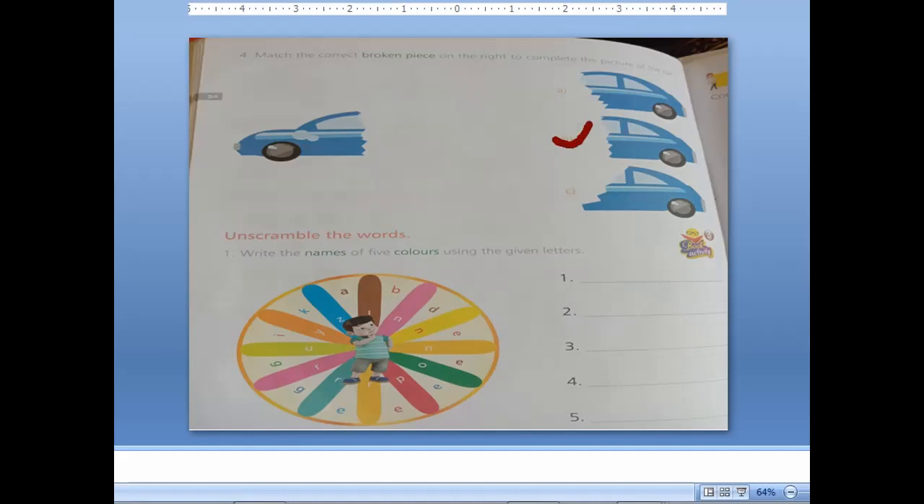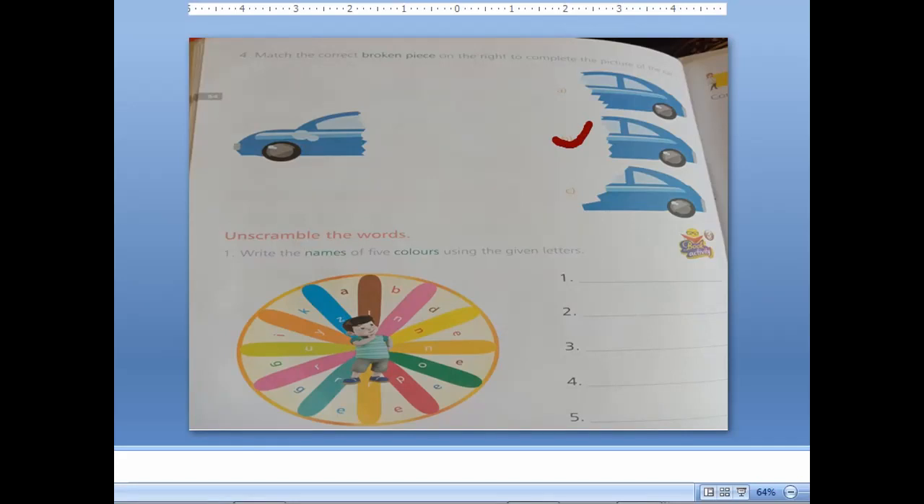Okay, cuties. So next one is unscramble the words. First one, write the names of five colors using the given letters. So there are five letters in the circle. So from that we choose five colors.